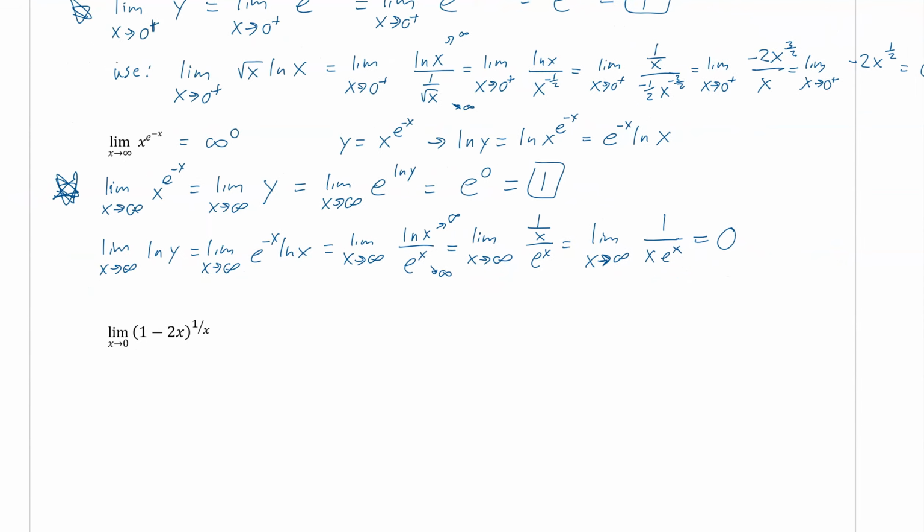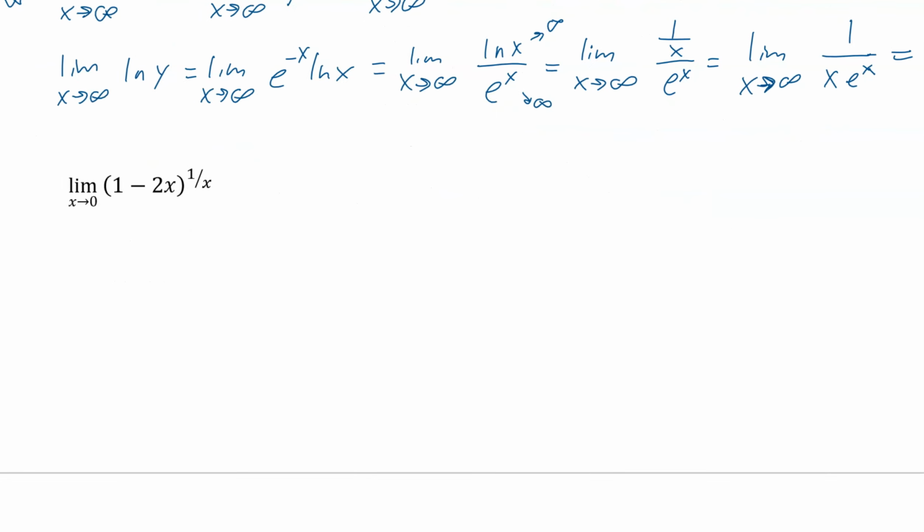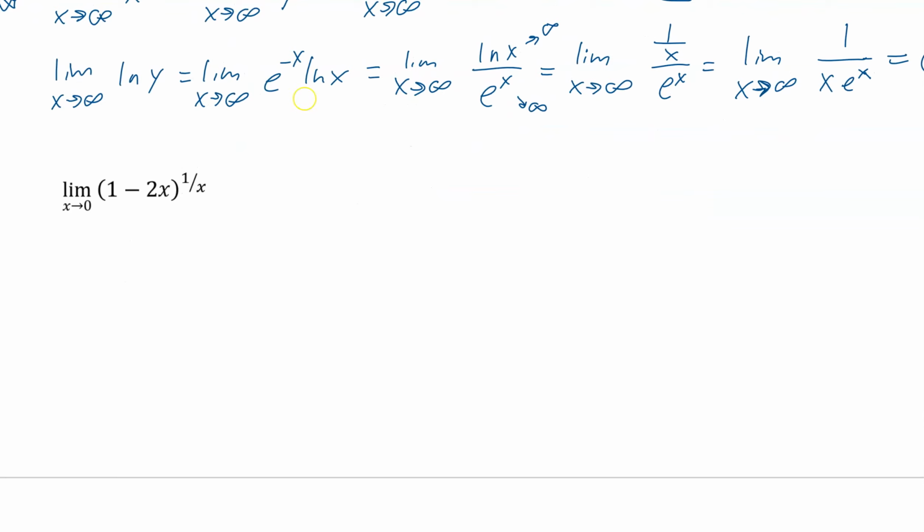Now they're not all going to be 1. So let's try another one where it's not 1. But the same idea, if I were to plug in 0, I'm going to get here 1, right, to the infinity.